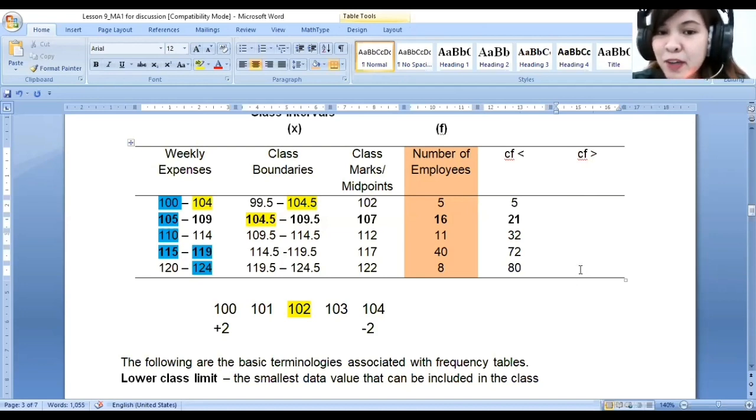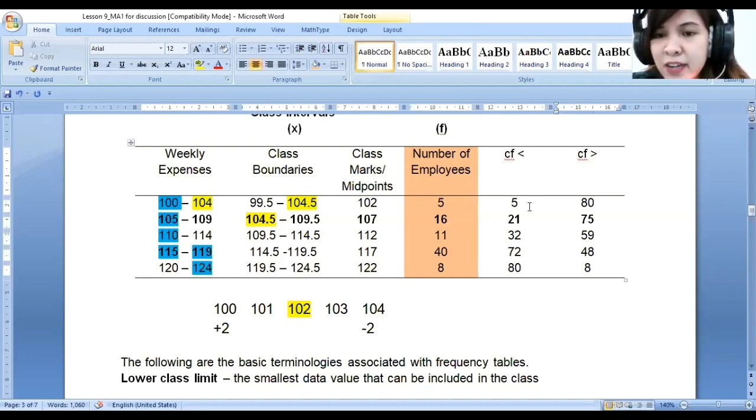Diba yung number of employees, nagsimula ako sa taas, kinopya ko yung unang frequency sa taas. So, dito naman, magsisimula ako sa baba. Kukopyahin mo yung frequency sa tapat niya sa baba. Ano yung katapat niya na frequency? 8. Tama? I-add ko siya pataas. Continuous addition. So, 8 plus 40, 48. Pataas ha, yung addition ha. 48 plus 11, 59. 59 plus 16, 75. 75 plus 5, 80. So, yan lang ang CF less than saka greater than.